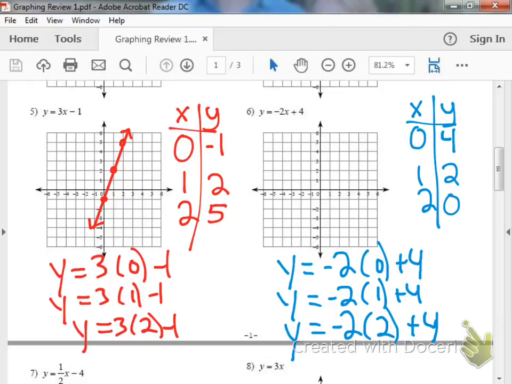Number 6, I go left and right 0, I go up 4. I go right 1, up 2. I go right 2, don't go up and down at all. All right, go ahead and connect those. Arrows on the end. And we're good on the front.